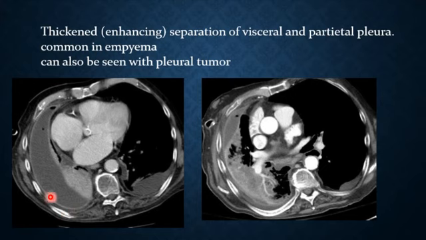You can see here it is thick and enhancing. Sometimes it might contain a few air bubbles also, especially after previous intervention, for example aspiration or chest tube, or with a gas forming organism, you can see a few air bubbles. Any questions?